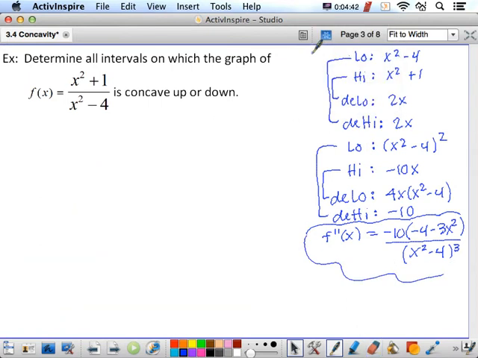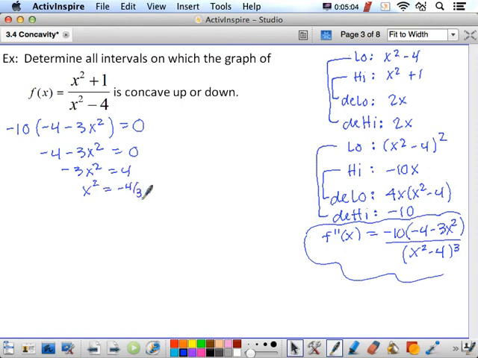Okay, so now we want to set the top and bottom equal to 0. So we have negative 10 times negative 4 minus 3x squared equals 0. So divide both sides by negative 10, and we have negative 4 minus 3x squared equals 0. So negative 3x squared equals 4, x squared equals negative 4/3, and those are going to be imaginary, so we're not going to worry about those.